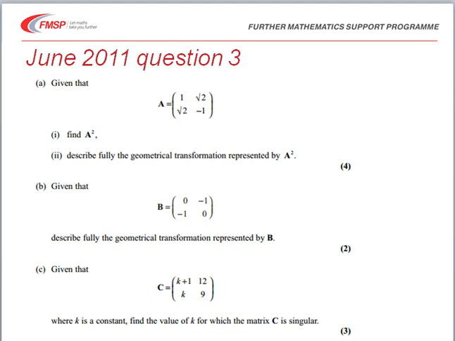In the first part we're given a matrix A and asked to find A squared, and then having done that, describe the geometrical transformation represented by A squared. In part B we're simply asked to find the geometrical transformation represented by a matrix B, and then in part C of the question we're given another matrix with an unknown value k and asked to find the value of k if the matrix C is singular.